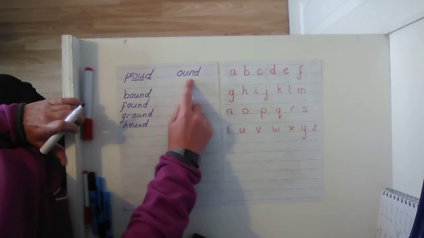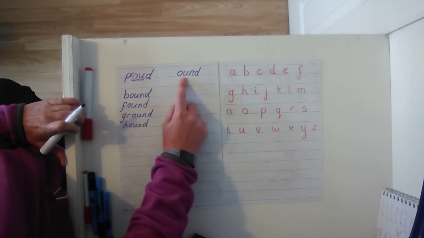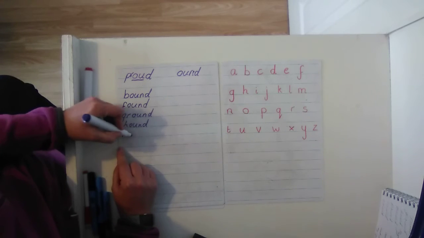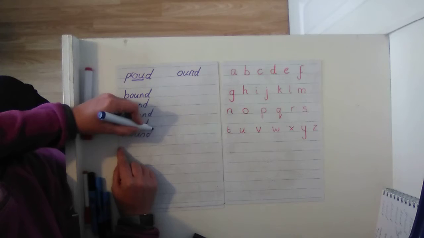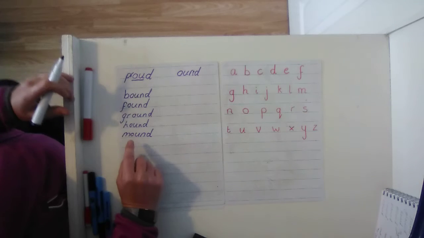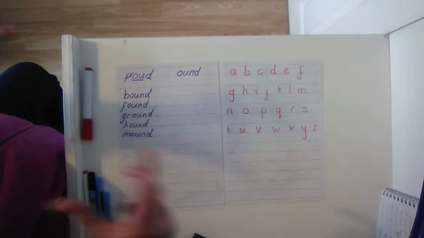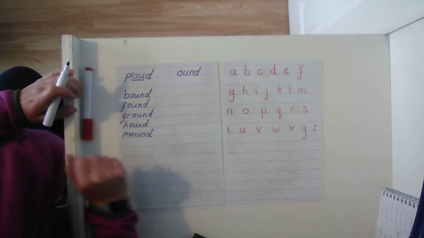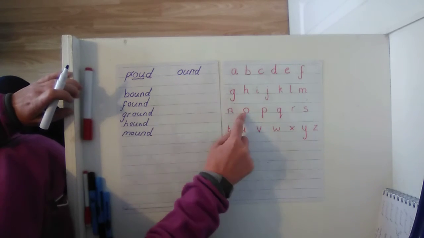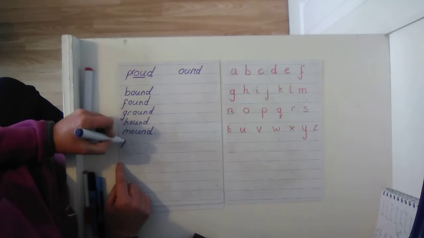I-ound, j-ound, k-ound, l-ound, m-ound. Oh, m-ound, mound. Now a mound, again, it's not a word that you would use very often, but it's kind of like a large pile of something. So we might talk about a mound of grass or a mound of soil or a mound of snow, like a pile of something. P-ound, pound, pound.